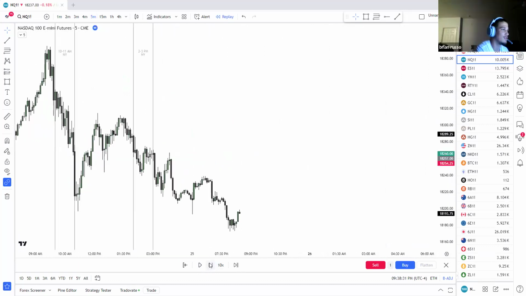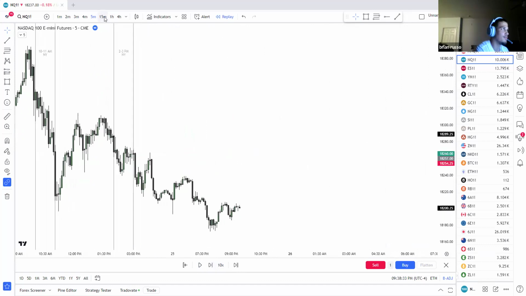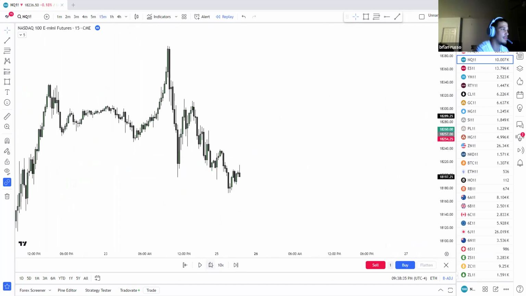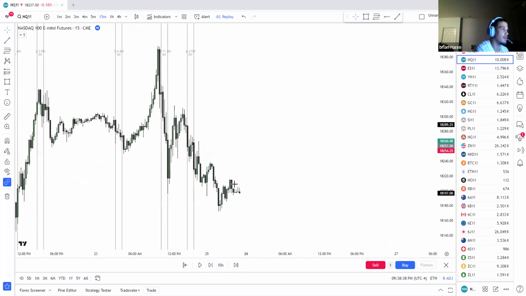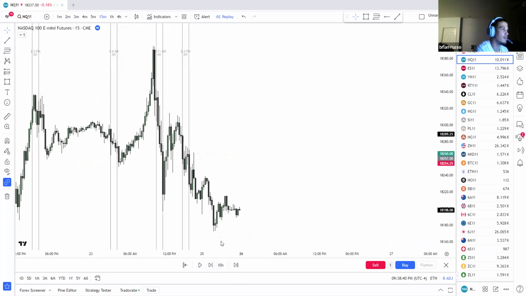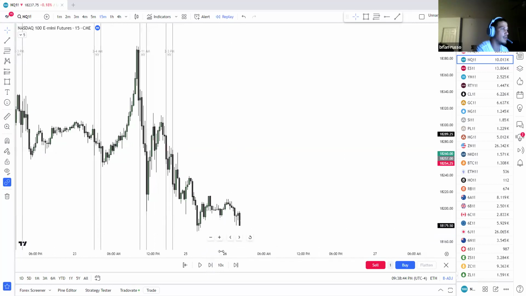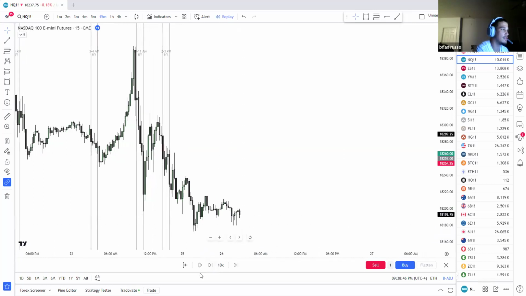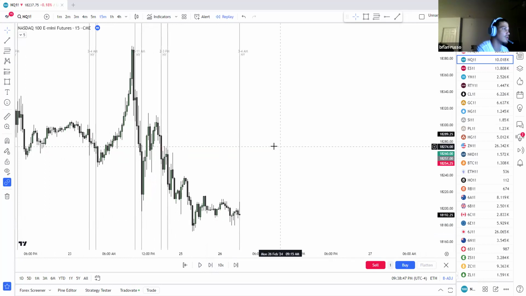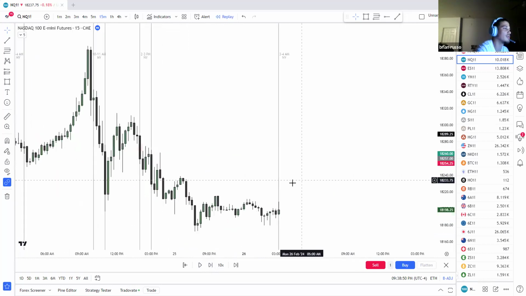All right, so we gotta go to the silver bullet hour. So we're gonna go to 3 a.m. Let's go to 15 minute and make this faster. 3 a.m. We're gonna do this for about, we're gonna get a handful of trades, at least 10 trades, to see what we get. So here, London session open, silver bullet hour open.